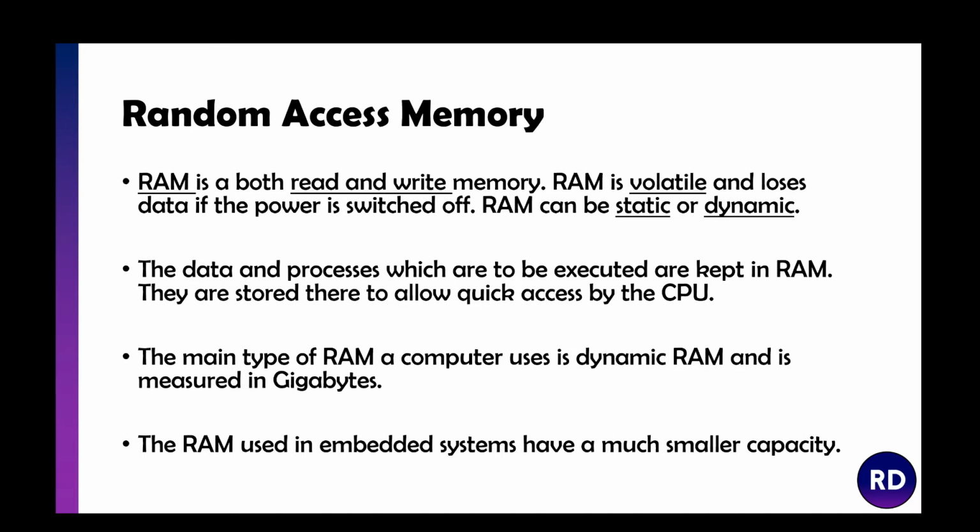So the main one we're going to see is dynamic RAM, and it's measured in gigabytes. Your computer, like mine, currently has 8 gigabytes of dynamic RAM. The RAM used in embedded systems has a much smaller capacity, so an AC controller isn't going to have 8 gigabytes of RAM, it's going to have a few megabytes of RAM.